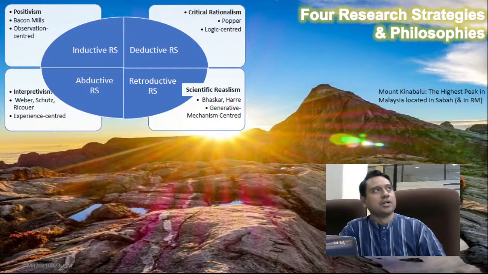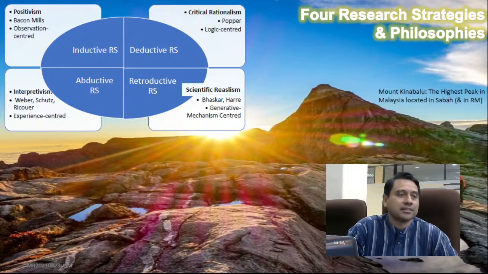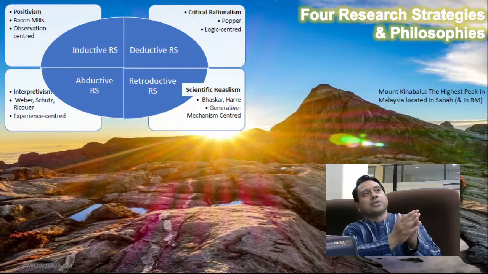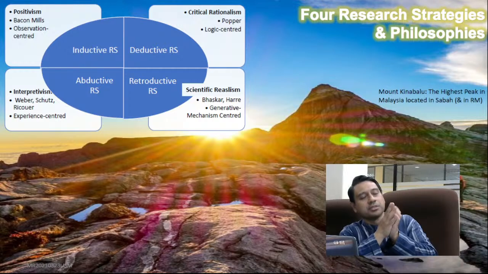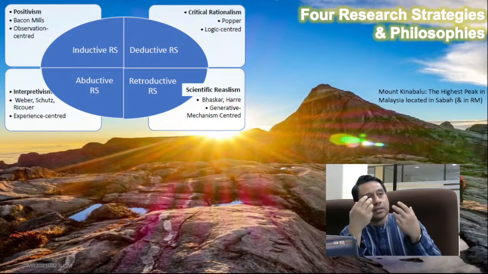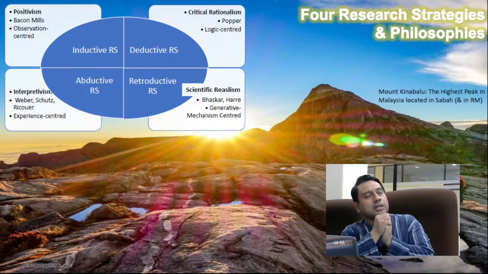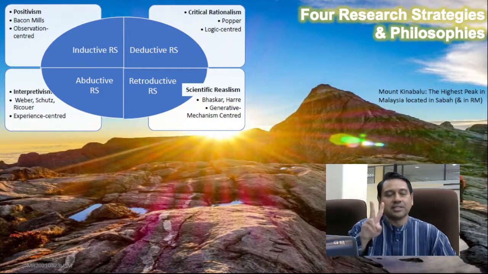Then we have deductive research strategy. Deductive research strategy deduces from top to bottom. We'll start with theory and then end with data and testing the data. The philosophy is critical rationalism. That's the second one. Critical rationalism was popularized by Karl Popper. And this philosophy upholds logic-centeredness. So it is based on logic to arrive at findings, to arrive at what they want to research on. So you might start with theory, hypothesis, testing a hypothesis, and rejecting hypothesis, and whatever remaining is supported, corroborated, but not proven as true. That's the second research strategy.